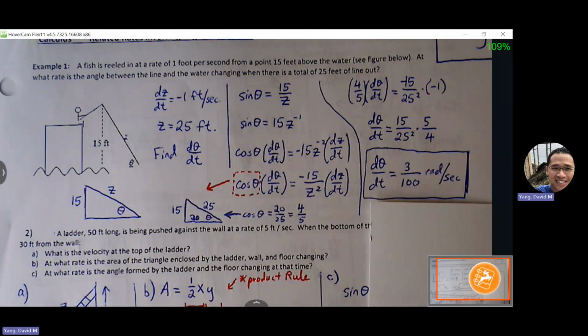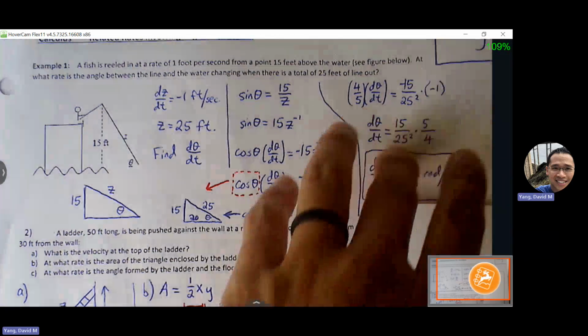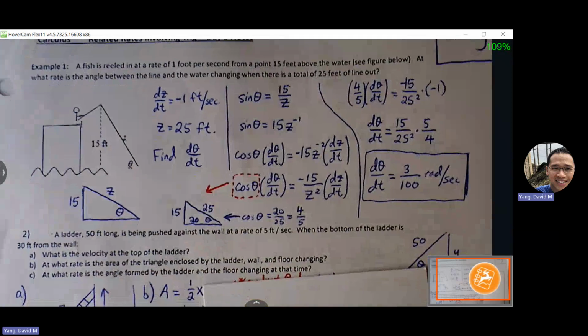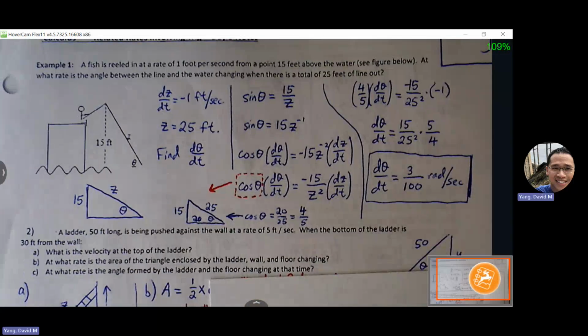Okay, now number 2 has a bunch of variations here. A and B are ones that we've seen before, and then part C is the trig portion. So let's see if we can kind of put it all together. So part A involves Pythagorean theorem. Part B, area of a triangle, which has a bit of a product rule component. And then part C is where we're trying to find rate of change of that theta. Okay, so start with part A, see how much you can build, and I'll go through each part with you as well.